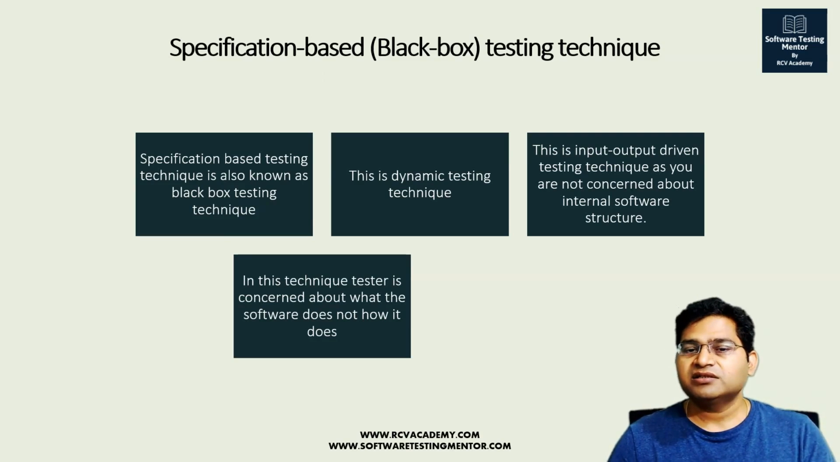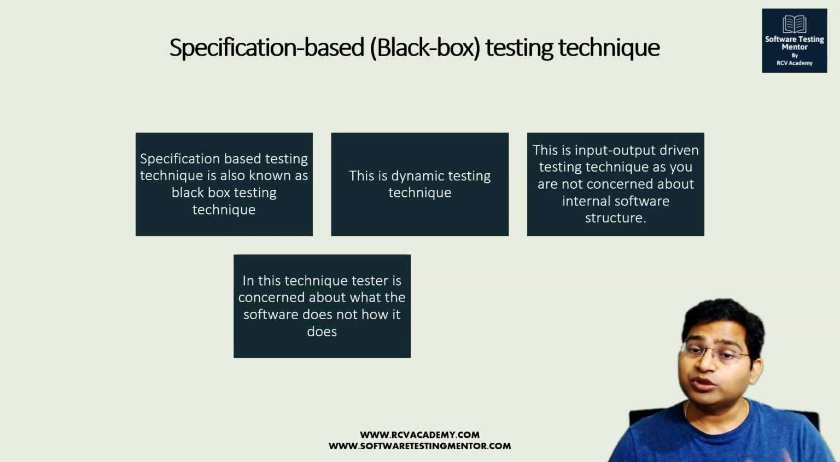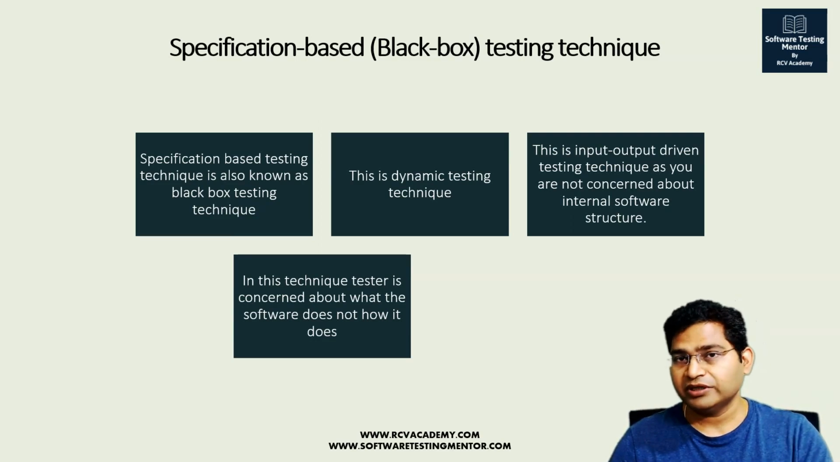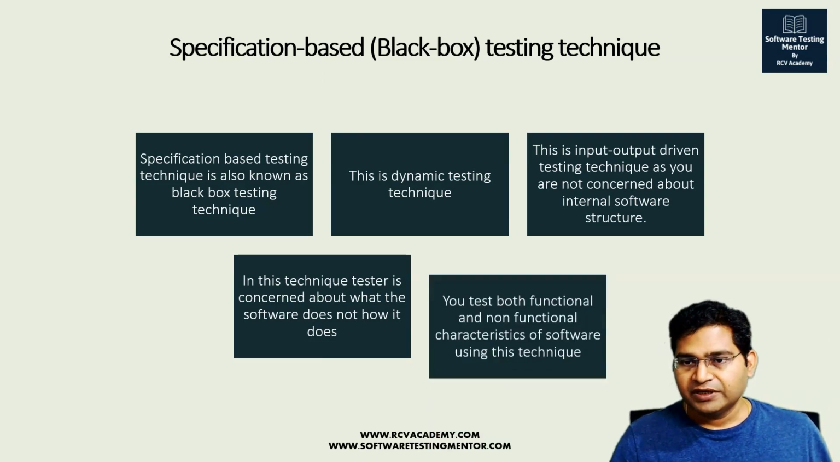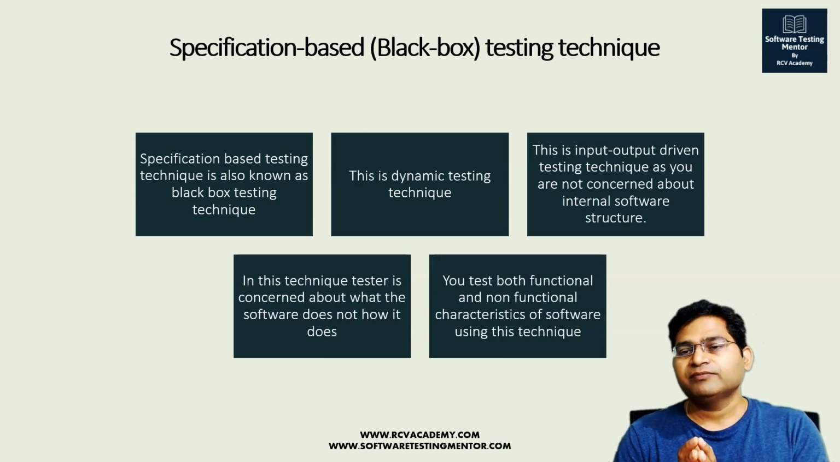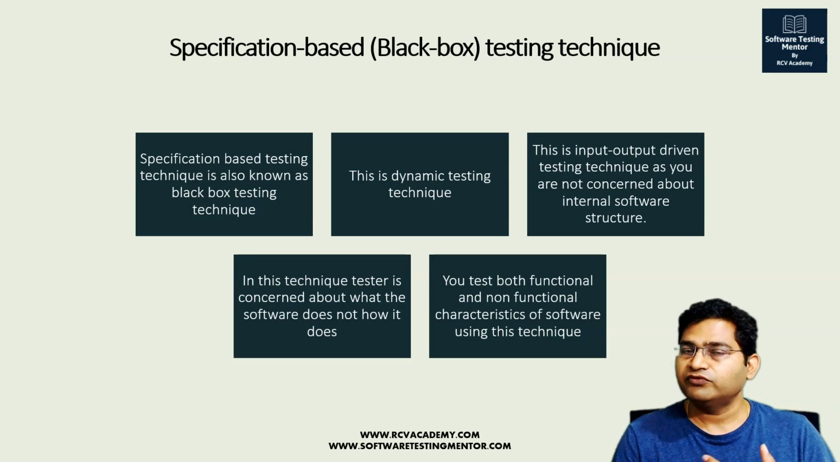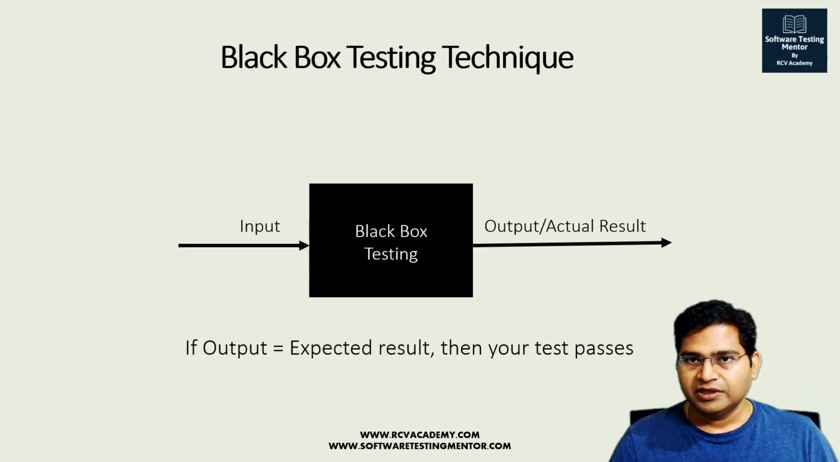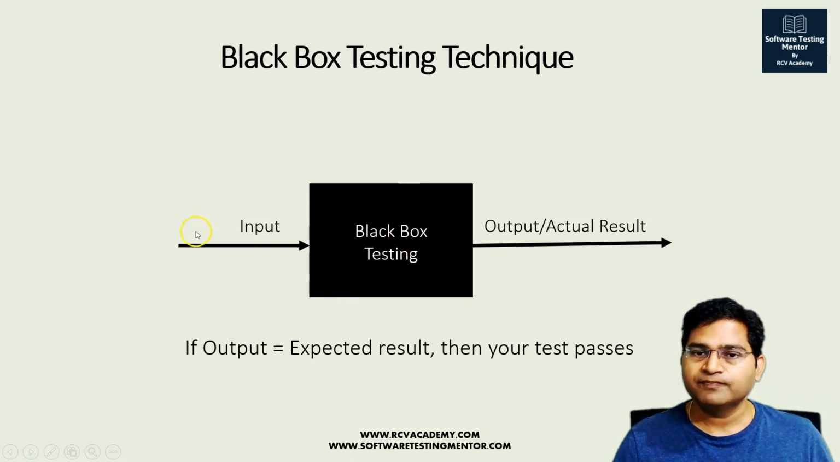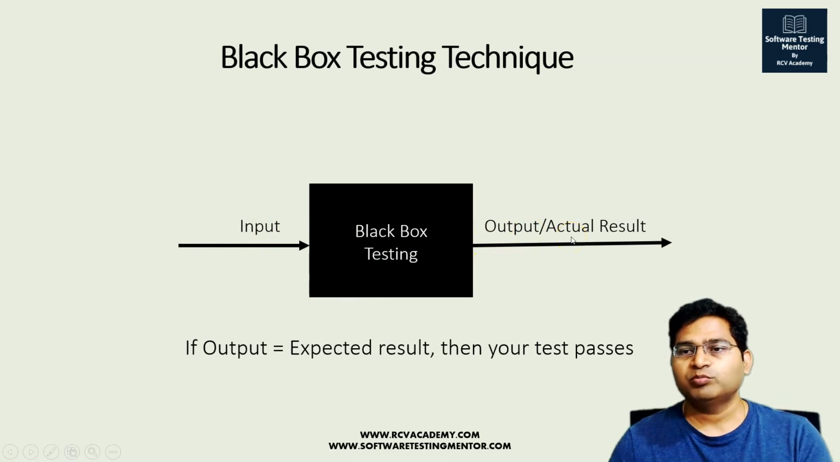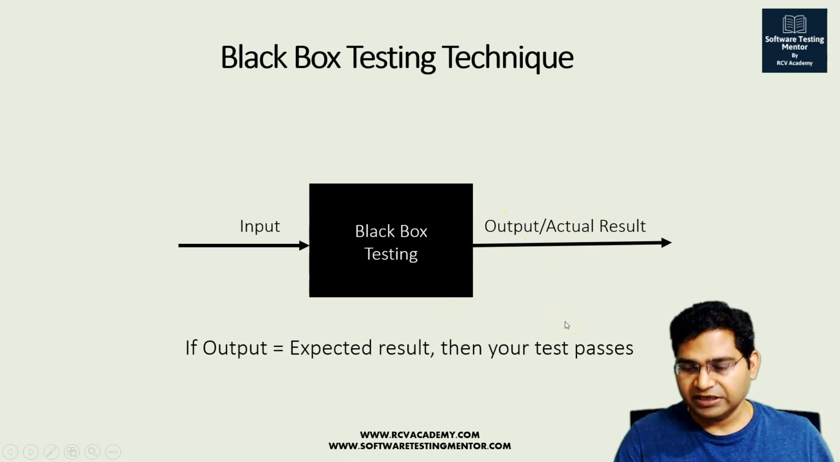In this technique, the tester is concerned about what the software does and not how it does. Just what it does, not how. Like how everything happens within the car engine, I'm not bothered. I'm just test driving, enjoying the drive. If it is smooth, it's good. In black box testing techniques, you test both functional and non-functional characteristics of the software. Now the diagram here shows the same thing: anything within the software is a black box. You are not concerned what is happening within the box. You just provide the input and check if the actual output is as per the expected, then your test is pass.